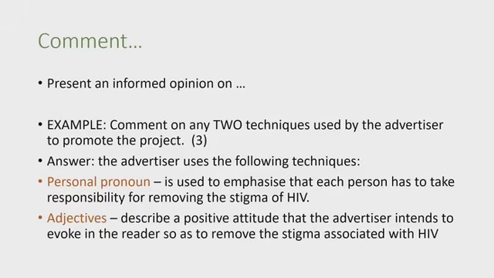The next technique, another technique they've used, are all the adjectives that they've used in this poem. They've got some fantastic adjectives: passionate, smart, informed, safe, loving, cautious, open, politically correct, honest, stigma-free, aware. There's a list of them. And what this whole list of adjectives does is they describe this positive attitude that the advertiser intends to create in the reader. So they remove the stigma associated with HIV. They want me now to be this I, to be passionate and smart and informed.